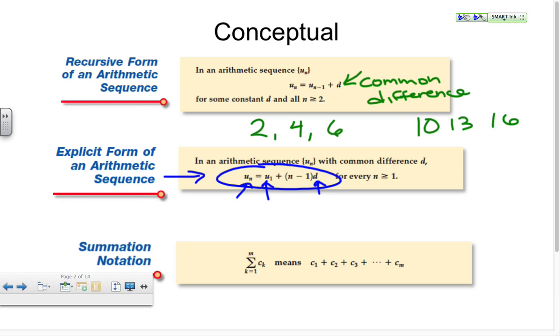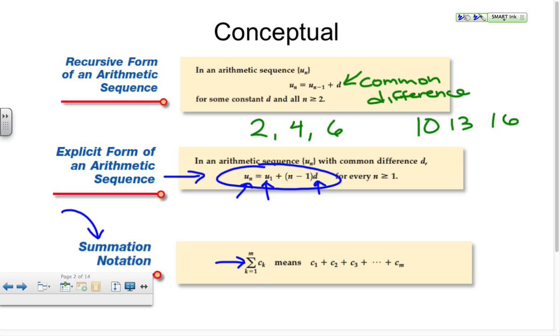All right, so conceptual, we talked about recursive, we talked about explicit. We're also going to talk about this thing called summation notation. Now, when we talk about summations, we're saying we're going to take a sequence and however many terms we find, we're going to add them all up. That's what it means by summation. This little symbol right here means sum. It means I want to add them up.